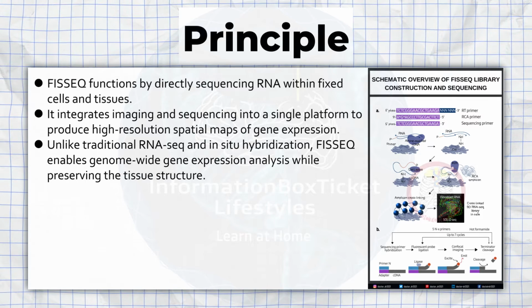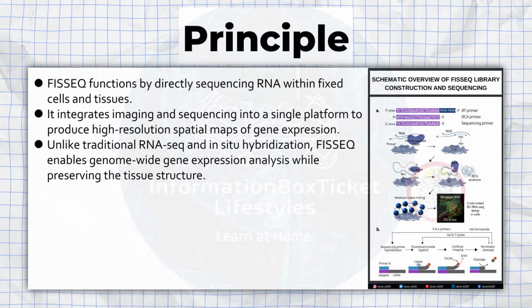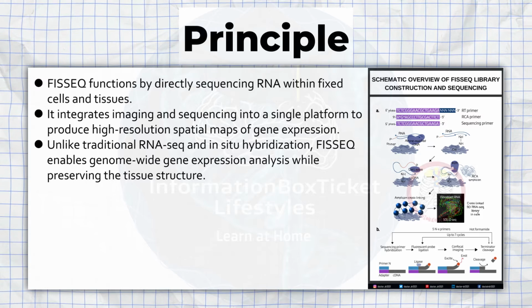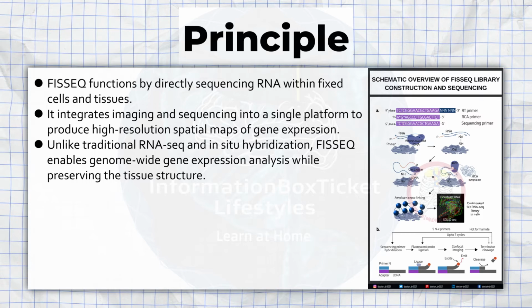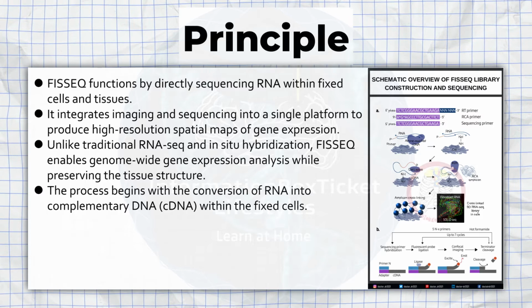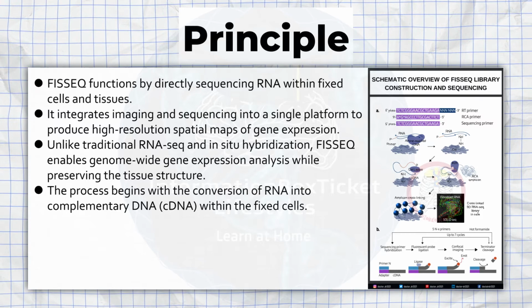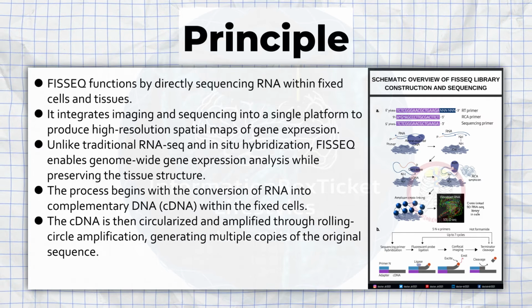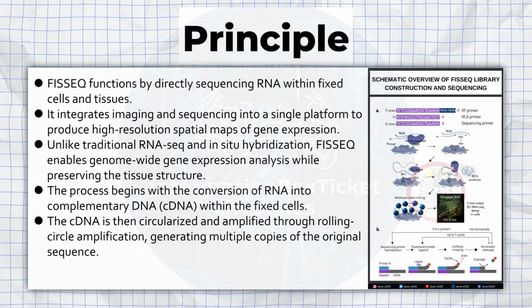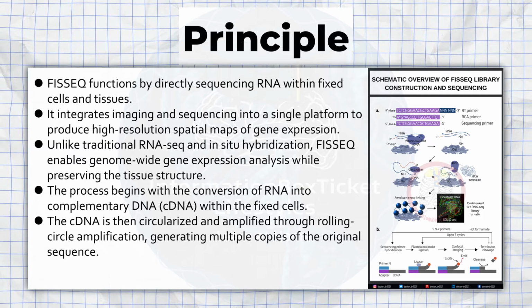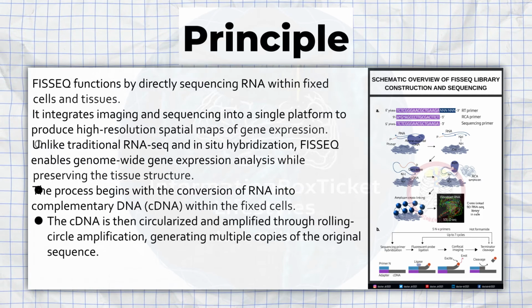Unlike traditional RNA sequencing and in situ hybridization, fluorescent in situ sequencing enables genome-wide gene expression analysis while preserving the tissue structure. The process begins with the conversion of RNA into complementary DNA within the fixed cells. The complementary DNA is then circularized and amplified through rolling circle amplification, generating multiple copies of the original sequence.